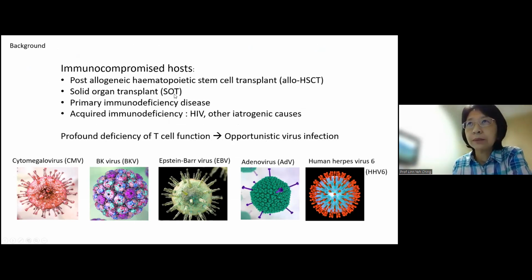Patients after allo transplant or solid organ transplant, or patients with primary or acquired immunodeficiency states, because of their very profound impairment in T cell immunity, are susceptible to opportunistic virus infection. The viruses that are most often implicated are CMV, BK virus, EBV, adenovirus, and HHV6.